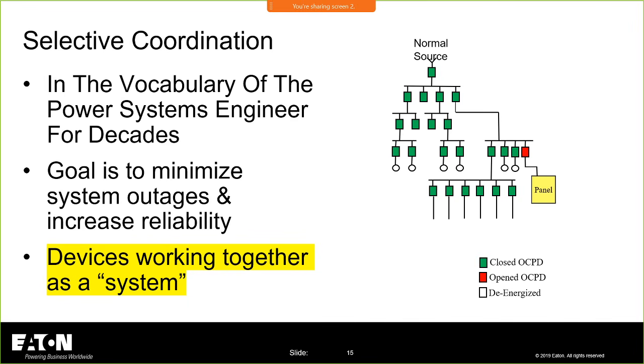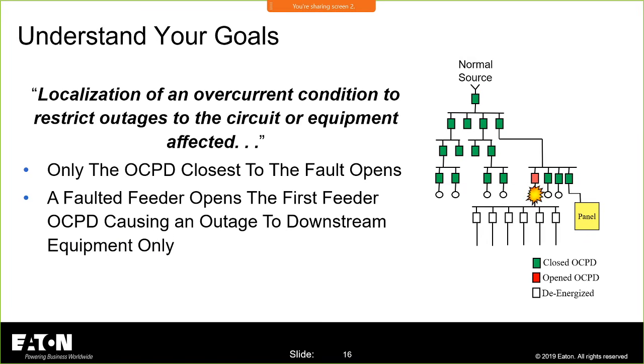Selective coordination is the process of helping us understand how devices work and interact with each other. So, for example, if I have a fault on my system, the way I would want this to work, I would want the overcurrent device closest to the fault to clear it and not take out any other portion of my power distribution system. So, for example, in this case here, I have a fault downstream of a feeder. The feeder breaker opens and clears the fault. I don't have any other overcurrent devices clearing. This is like a good example.